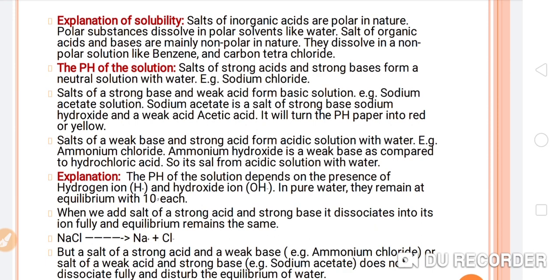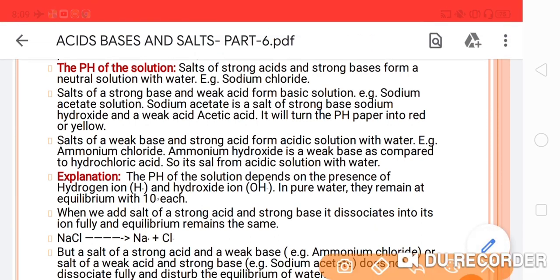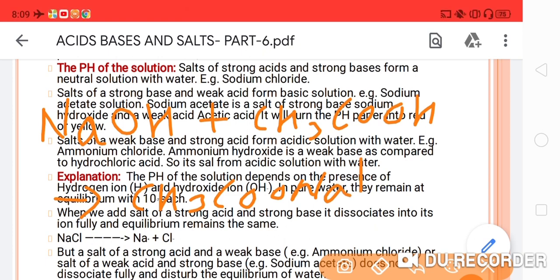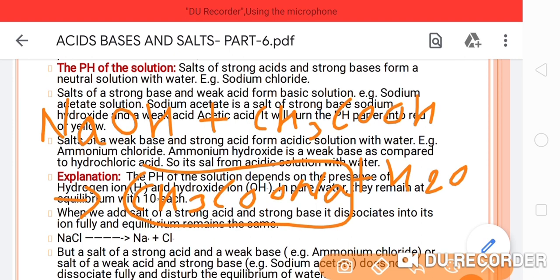Suppose there is a strong base. Strong base means potassium or sodium hydroxide, and it's reacting with a weak acid. So what will be the weak acid? Acetic acid. When both interact with each other, what will be the product? This will be the product. Which kind of salt is this? This is the basic salt.